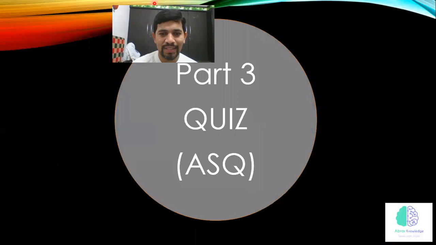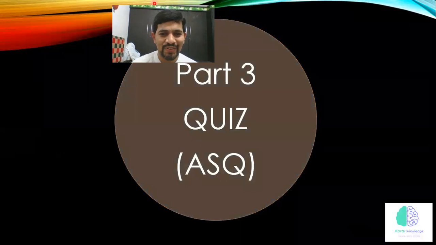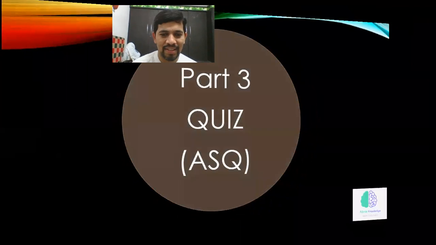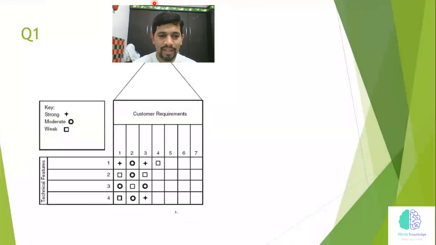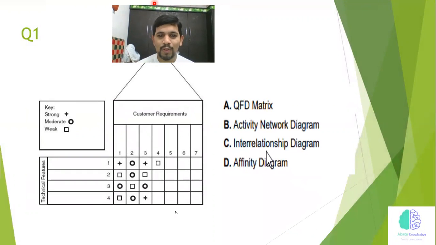And the last and final part is the quiz. The first one, this is the diagram. You have four possible options: QFD, quality function deployment, activity network diagram, interrelationship diagram, or affinity diagram. If you're getting the answer, please comment it. So the answer is A.